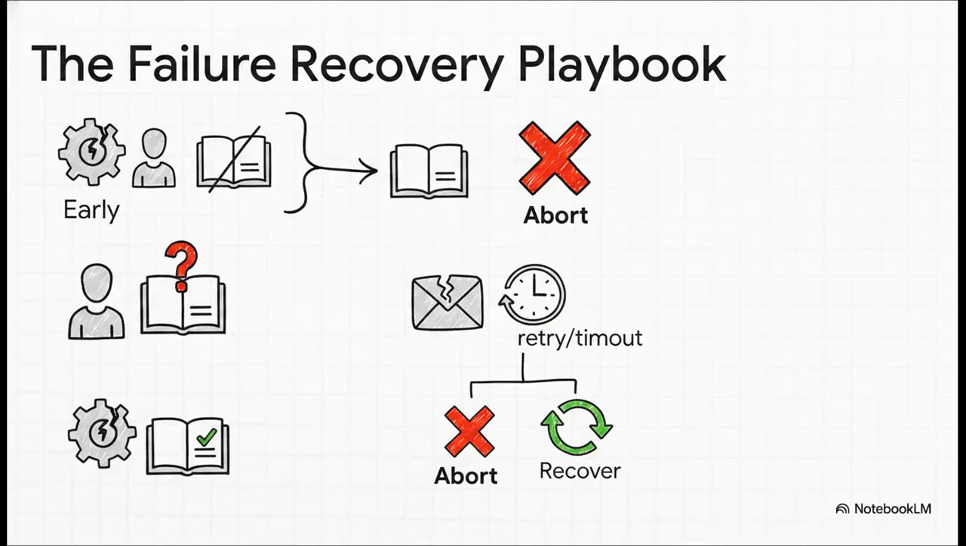So let's just boil all of that down into a simple playbook. Failures that happen before a decision is logged, that's points 1, 2, and 3, always result in an abort. For failure 4, the participant has to check its own log. For lost messages at point 5, we rely on timeouts and retries. And for coordinator restarts, everything just depends on whether a final decision was saved to its log before the crash.